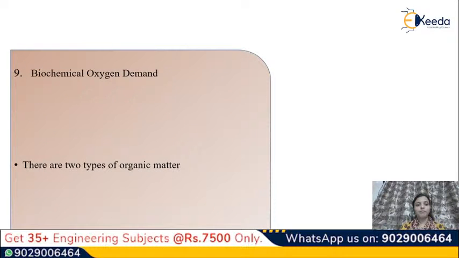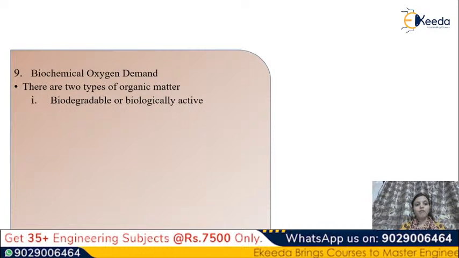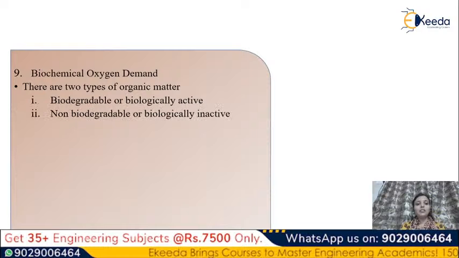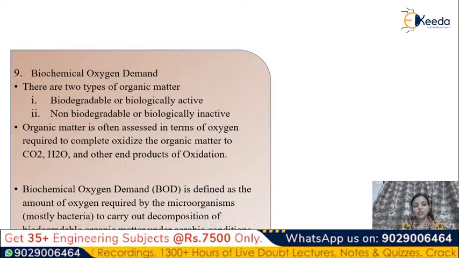The next important term is biochemical oxygen demand. So, there are two types of organic matter. One is the biodegradable or biologically active, and the next is the non-biodegradable or biologically inactive. The organic matter is often assessed in terms of oxygen required to completely oxidize the organic matter to carbon dioxide and water and other end products of oxidation.